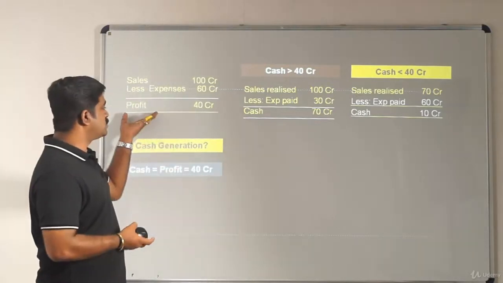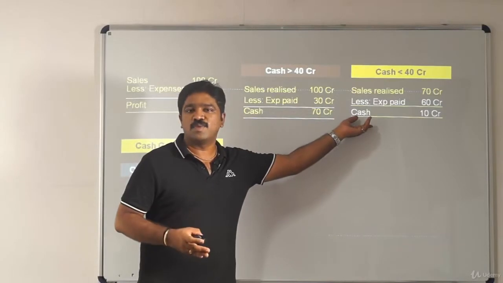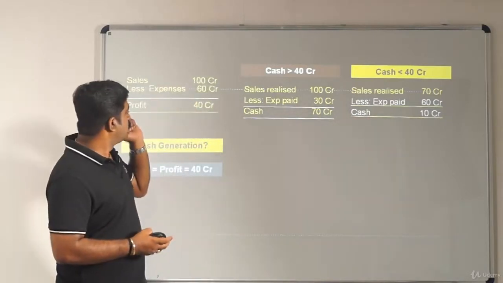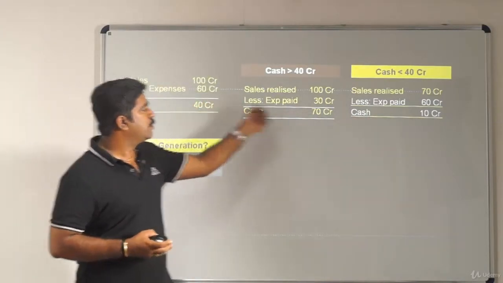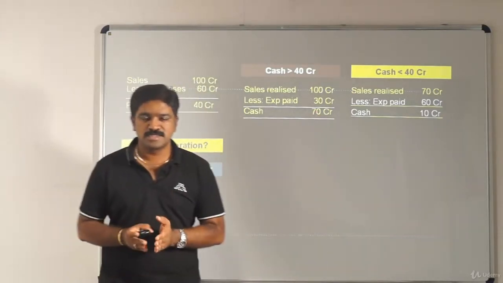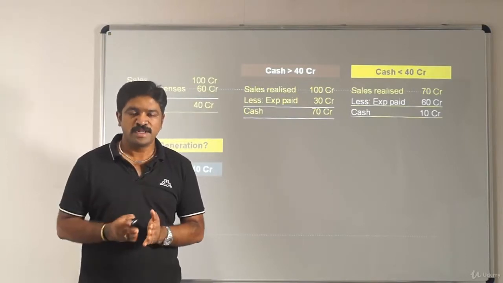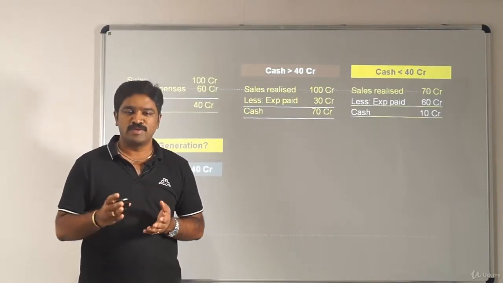If you look at your income statement, you are making profit. But what is your cash? Your cash is only 10. Look at here. Your profit is 40, but your cash generation could be 70 crore. So understand this significance. Your income statement will communicate profit, but that profit is not equal to cash.